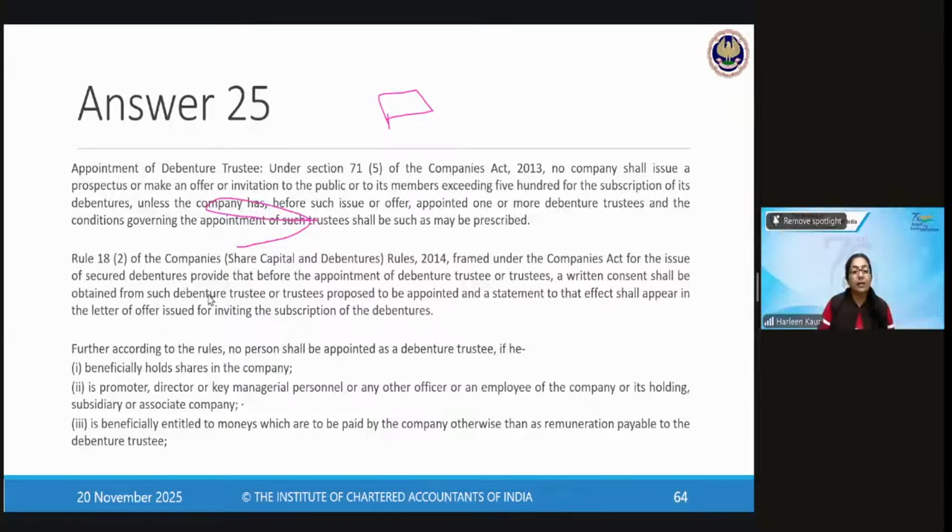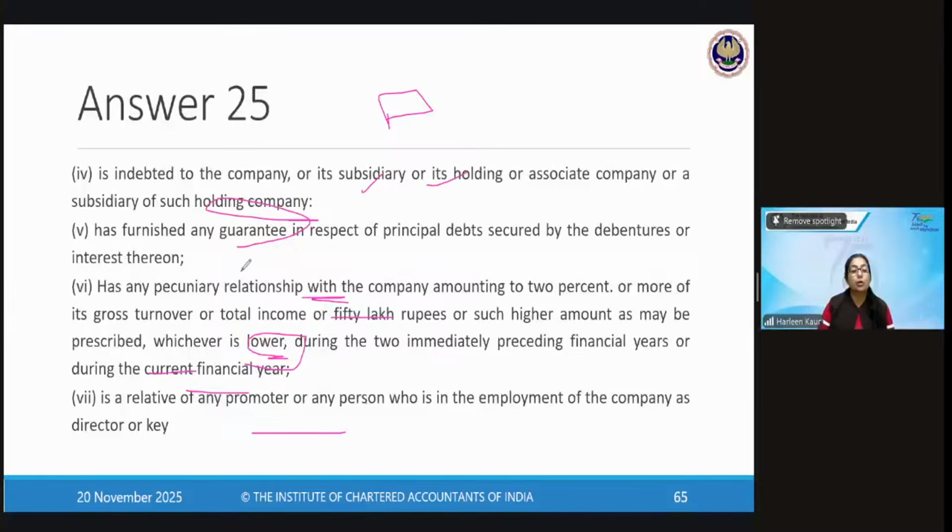A written consent will be obtained from the debenture trustees for the appointment, and the statement has to be filed along with the subscription of debentures. The following persons cannot be appointed: a beneficial shareholder, promoter, director or their relative, a person who has certain money to be paid by the company, or a person who is indebted to the company, its subsidiary, holding or associate, or has furnished any guarantee in respect of the debt secured by the company. So if you have given any guarantee, then also you cannot be appointed. And this is your pecuniary relationship: 2% or more of gross turnover or total income, or 50 lakhs, or such higher amount as may be prescribed, whichever is lower.